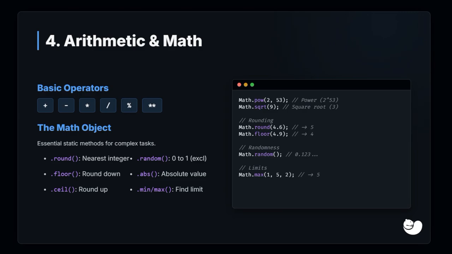Need to round a decimal? You have distinct methods to round to the nearest integer, strictly down to the floor, or strictly up to the ceiling. Need to generate a random number? Math.random gives you a value between 0 and 1. It also includes utilities to find absolute values, calculate square roots, or determine the minimum and maximum within a set of numbers. You do not create an instance of Math. You simply call these methods directly whenever you need to perform calculations more complex than simple addition.